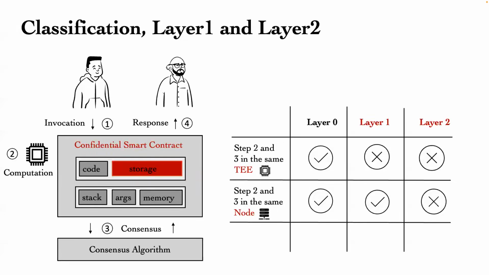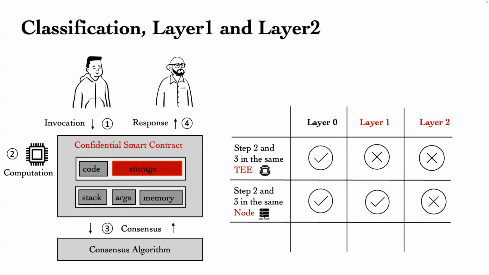Before diving into specific evaluations, we provide a lightning tour of how a typical confidential smart contract operates. Totally, 4 steps are included: loading the inputs into the contract engine, computation inside the TEE, conducting consensus, and returning the outputs. We classify current solutions into layer 1 and layer 2 by investigating whether step 2 or step 3 are executed within the same TE.